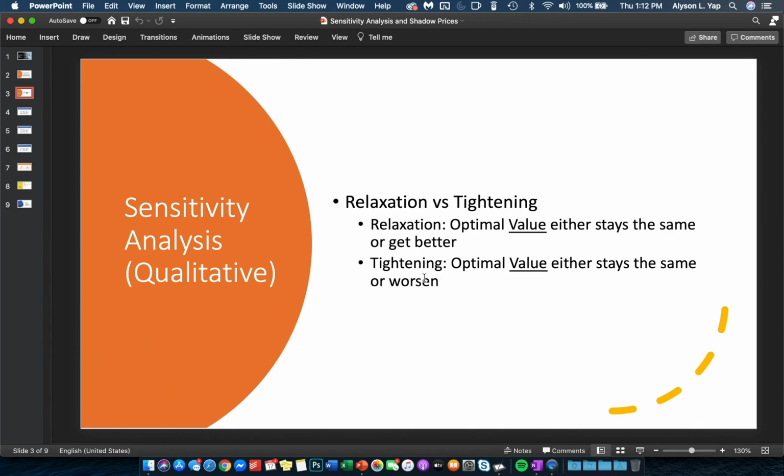On the other hand, if the change in your linear programming model is a tightening change, then what does that mean? That means that this change will result in either your optimal value staying the same or worsening. And obviously, worsen is the opposite of getting better, no? So if your objective is to maximize, your value will worsen if the value decreases. And if your objective is to minimize, then the objective function value will worsen if your value increases.